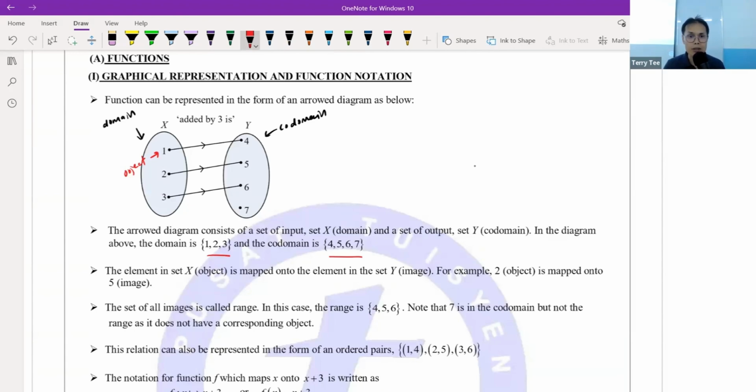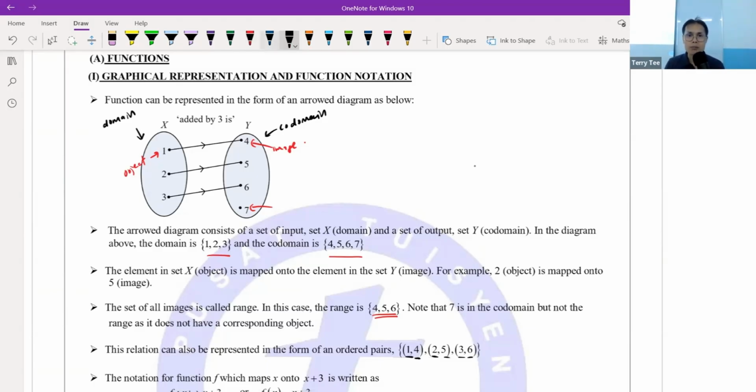The individual element here, they are called image. Okay, a set of all images is called range. Now take note, 7 is not part of your range because 7 doesn't have a corresponding object, right? Okay, we can represent it in the form of ordered pairs. Ordered pair is basically like coordinate. We write x followed by y, x followed by y, and so on.